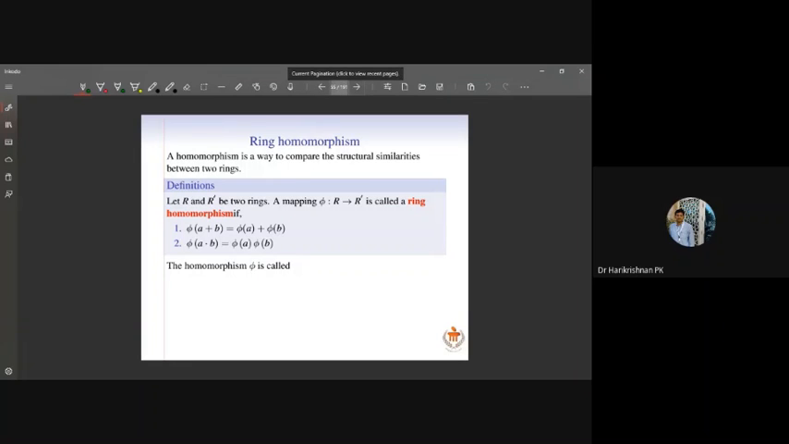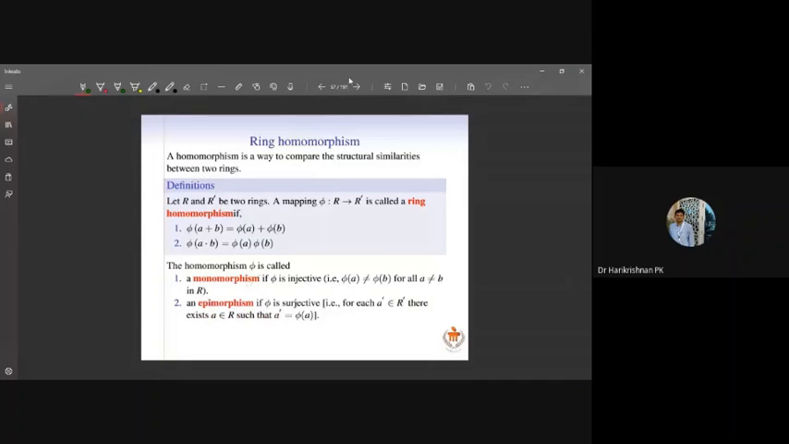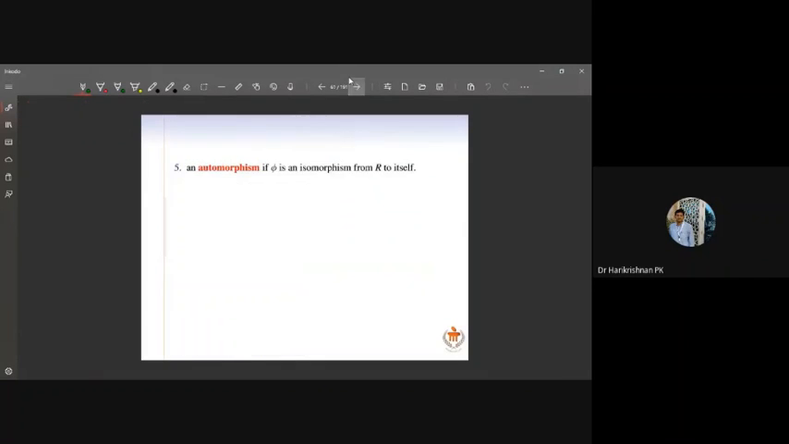If you have a homomorphism between two rings, we can classify homomorphisms into different categories. If the homomorphism is one-to-one, we call it a monomorphism. If the homomorphism is onto, we call it an epimorphism. The next one is very familiar to us: if it is both one-to-one and onto, we call it an isomorphism. If the two rings are the same, such homomorphisms are called endomorphisms. That means an endomorphism is a homomorphism where both rings are the same. And if an isomorphism has the same ring on both sides, we call it an automorphism. An automorphism is an isomorphism from a ring to itself.